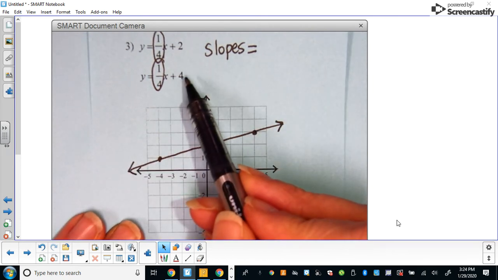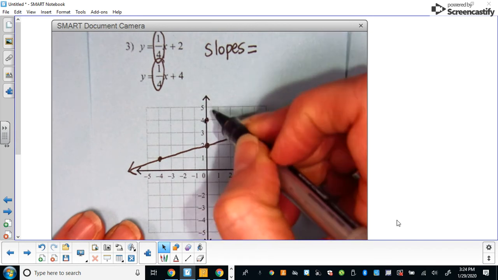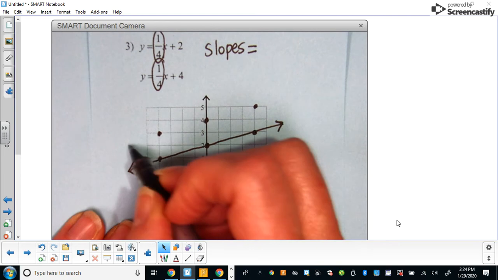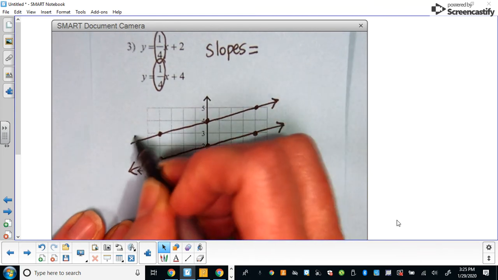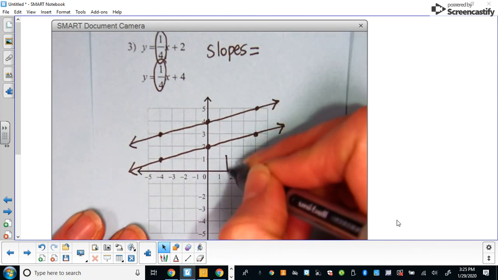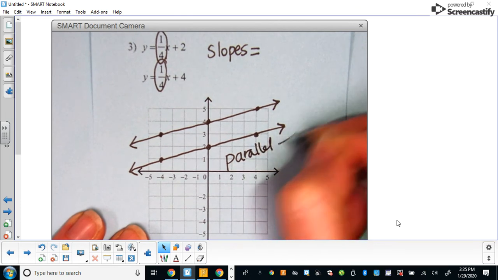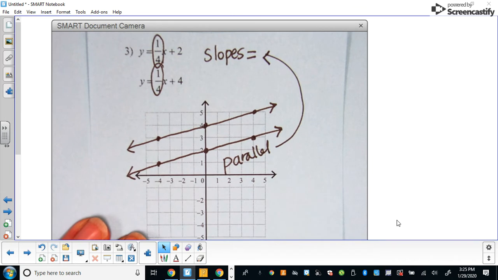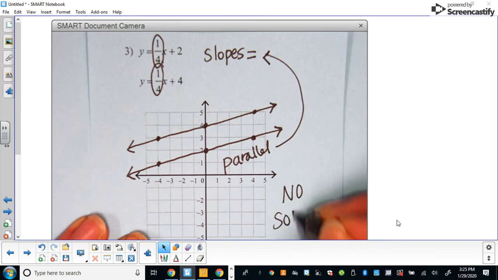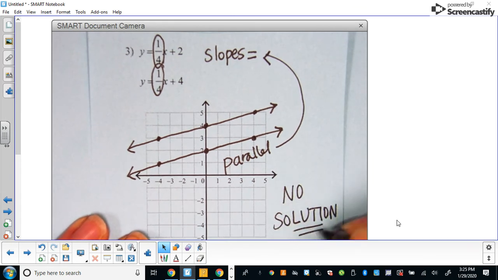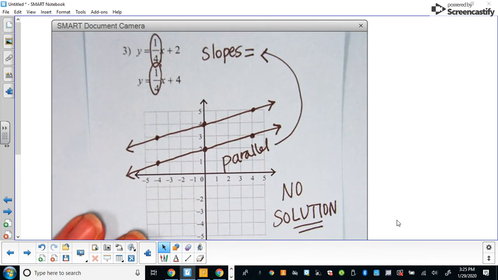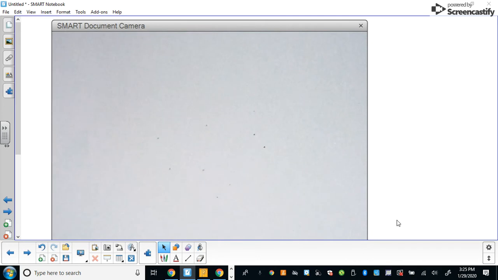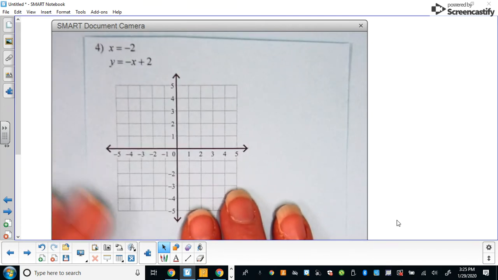This one's the same way, except you're crossing at +4 and go up 1, right 4, or down 1, left 4. We notice we have a special kind of lines. These are obviously parallel lines. This happens when your slopes are equal, and therefore these will never touch. So your answer would be no solution. Their slopes were equal to each other, so they never touch. They're parallel.